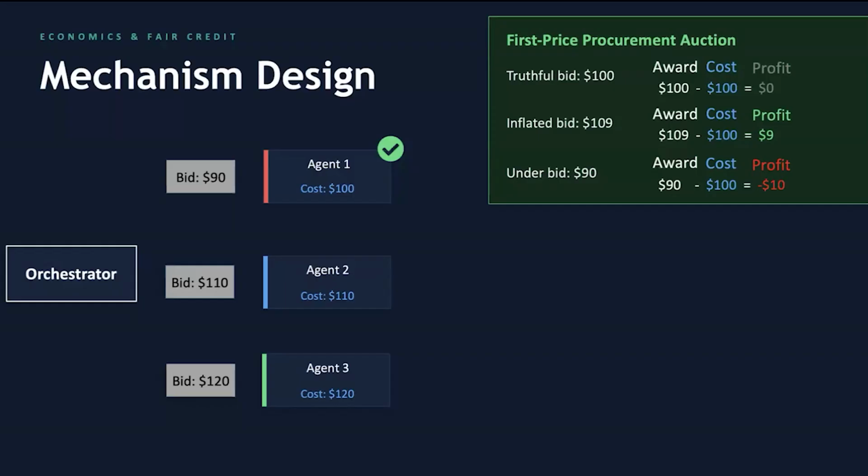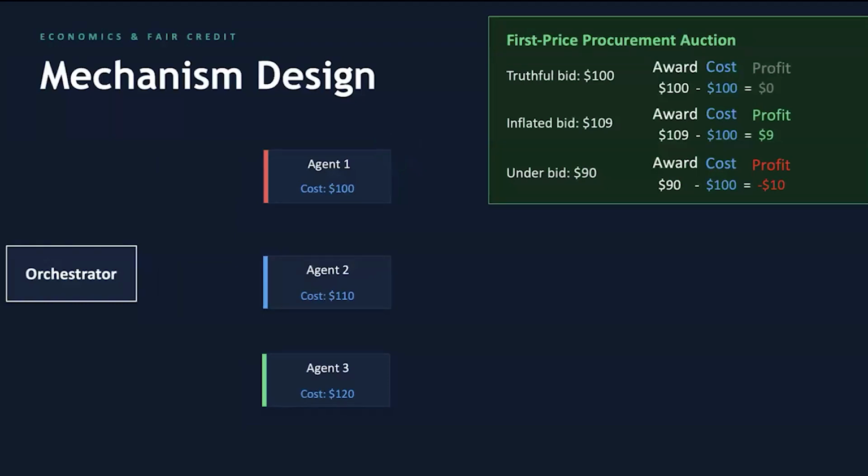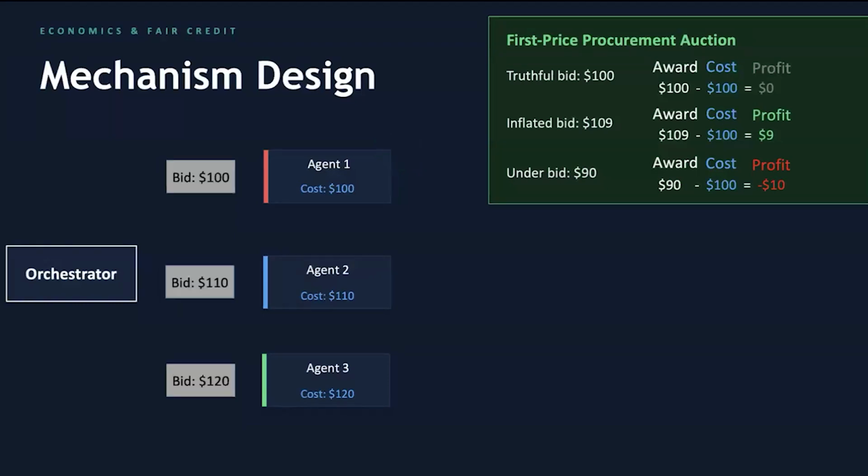If you compare the inflated bid and the underbid to the baseline profit of behaving truthfully, the truthful bid gets you zero, and lying, by inflating the bid, gets you more profit. Okay, so how do we solve this? Well, let's play the game again, but let's change the rules.